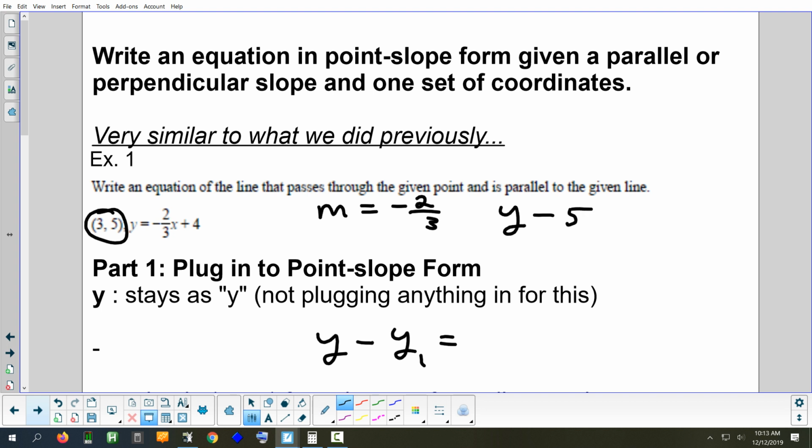Yep. What comes after the 5? Equals. And how about Tristan after the equal sign? -2/3. Yep. Your slope. Lucas, after my slope? Parenthesis. Okay. Kayla, after my parenthesis?